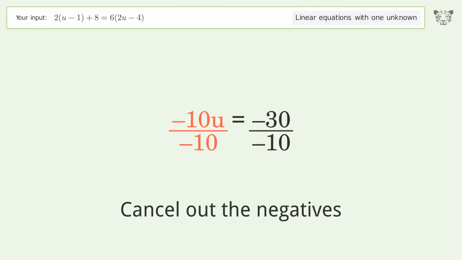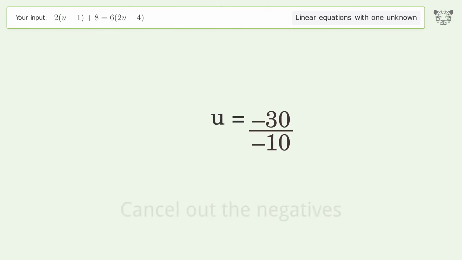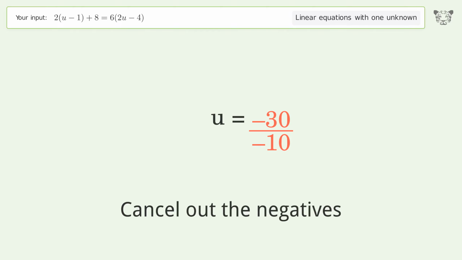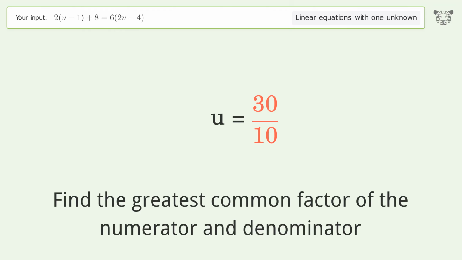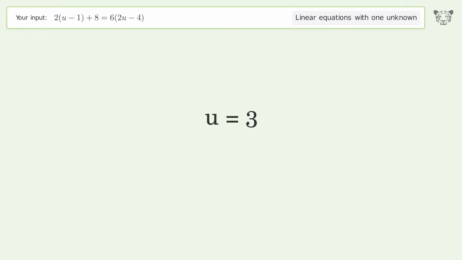Cancel out the negatives. Simplify the fraction. Cancel out the negatives. Find the greatest common factor of the numerator and denominator. Factor out and cancel the greatest common factor. And so the final result is u equals 3.